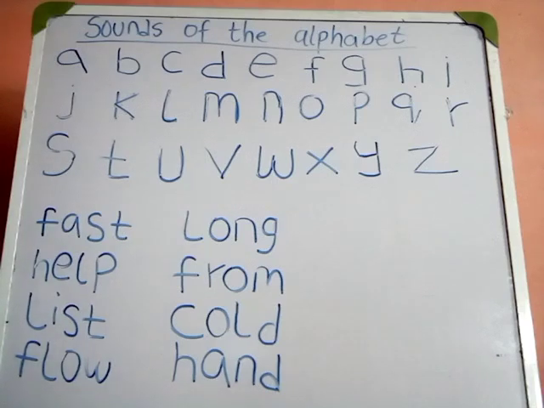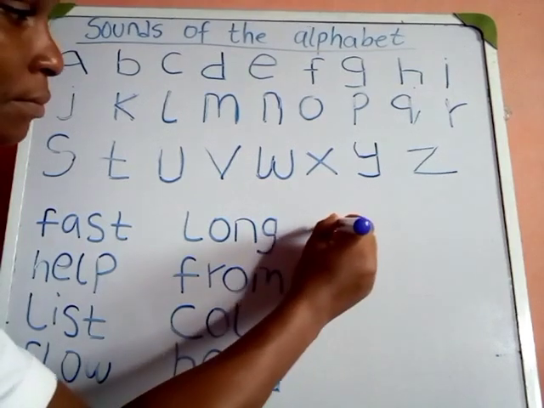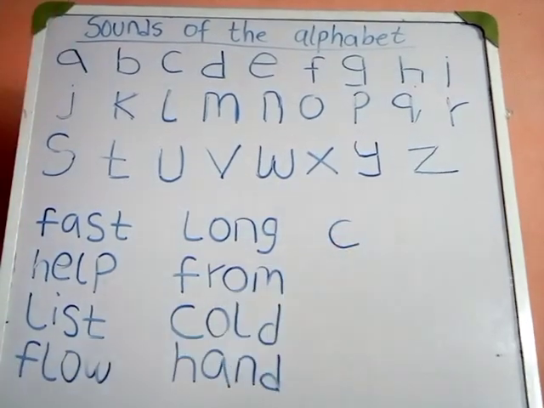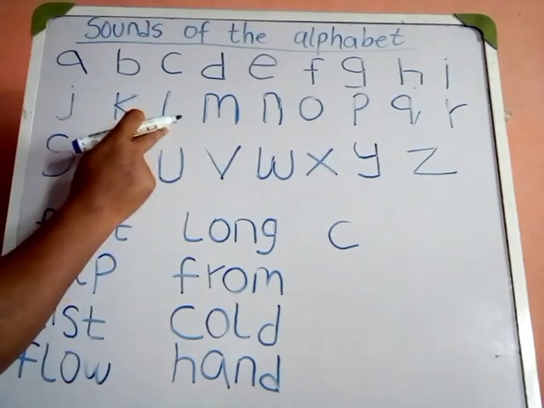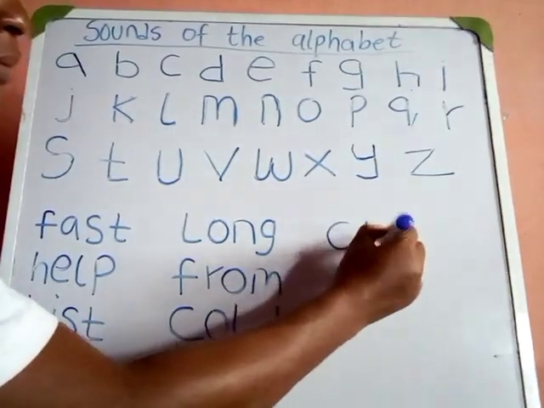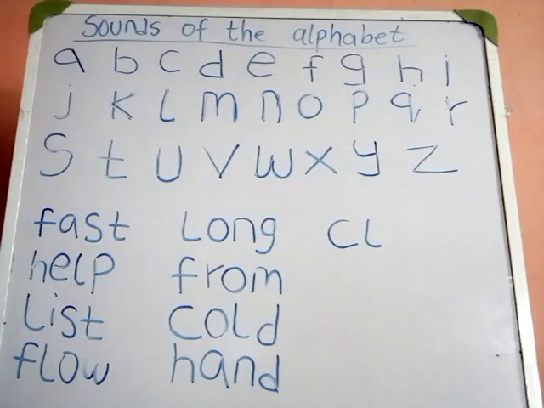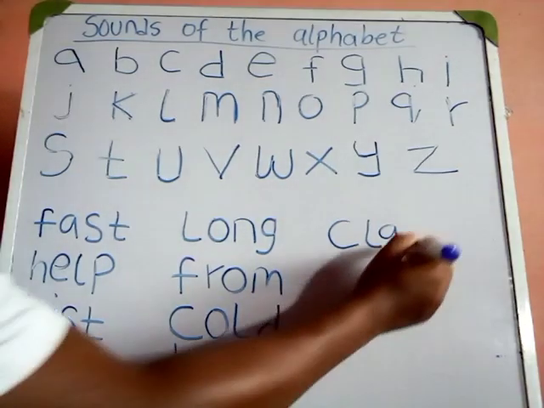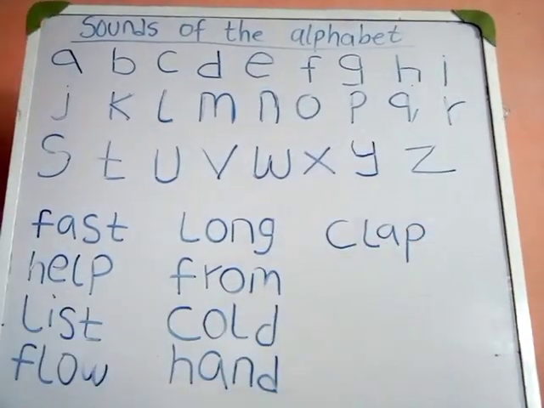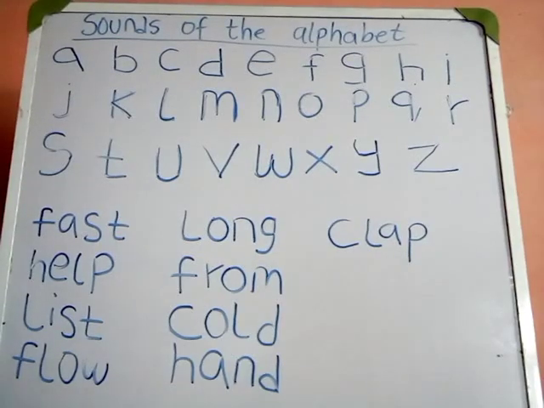Our next word is clap. The first sound there is k. La. The second sound is l, la, which is this sound. Now the next sound is kla. Then the last sound is p, clap, which is this sound.